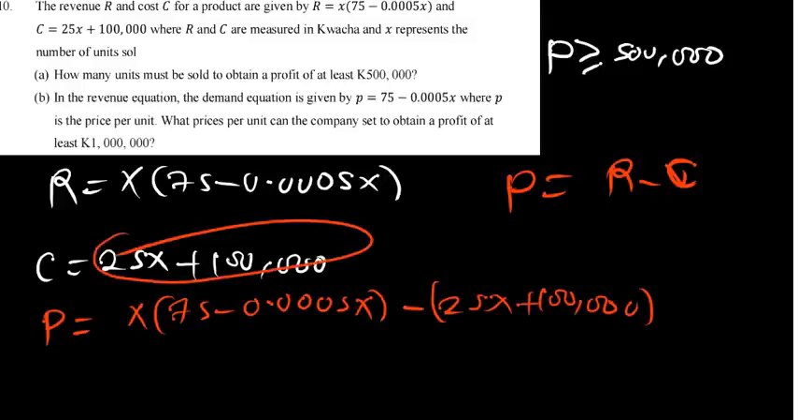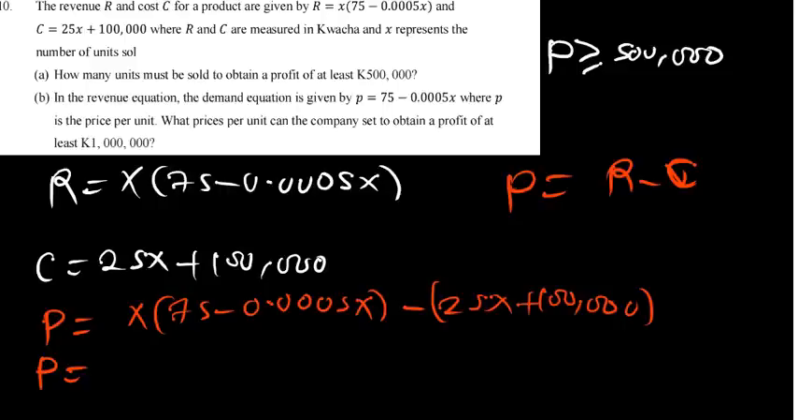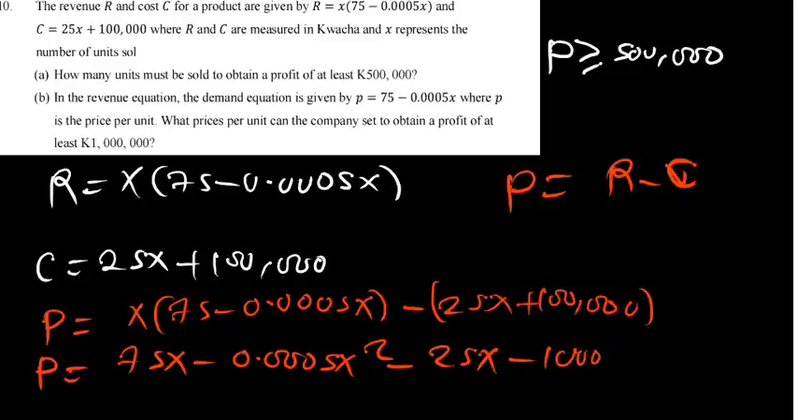Is that okay? Now from there, my profit will be equal to 75 times x, which is 75x, minus 0.0005x squared, minus, now I can open the brackets, 25x minus 100,000 here. Now, we are saying that the profit has to be greater than or equal to 500,000. But before we put that, we know that this term and this term can be combined. So what is 75 minus 25?